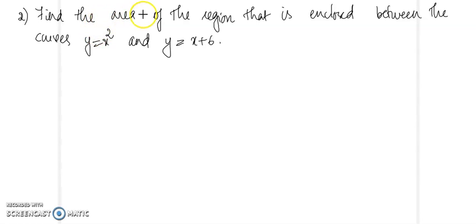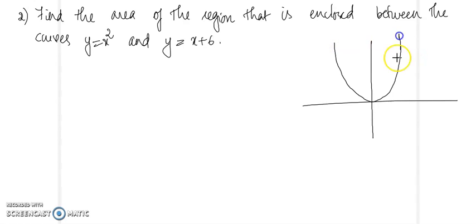So the next question is to find the area of the region that is enclosed between y equal to x square and y equal to x plus 6. So y equal to x square is a parabola, and y equal to x plus 6 passes through the point 0, 6. So it is some line like this.